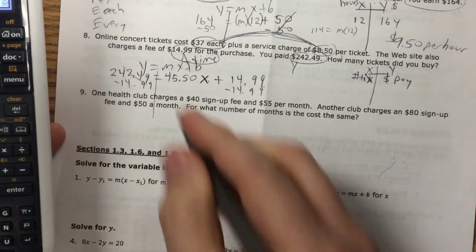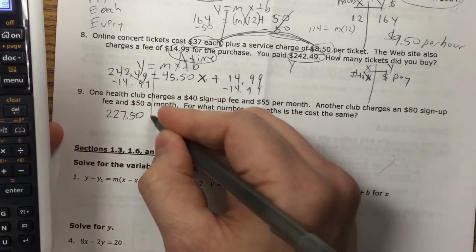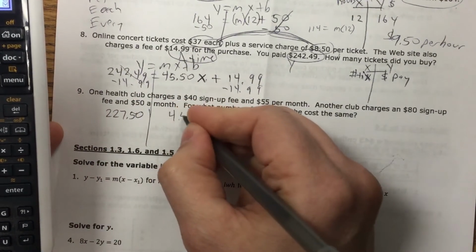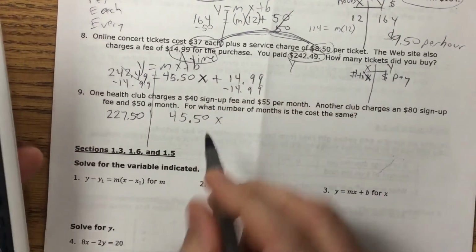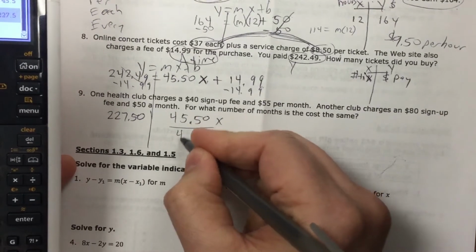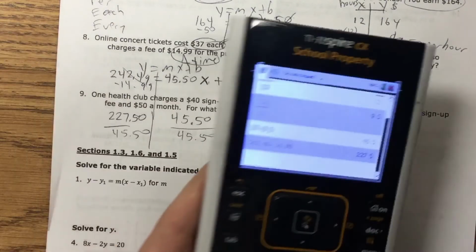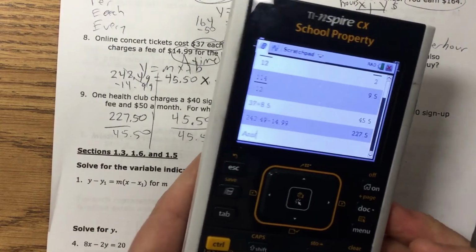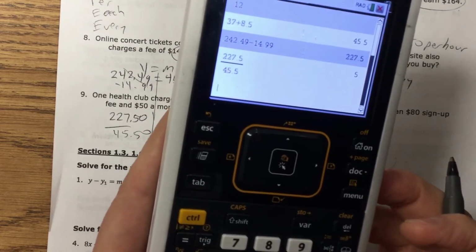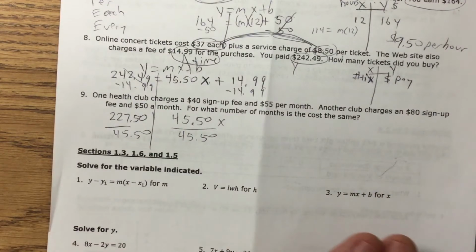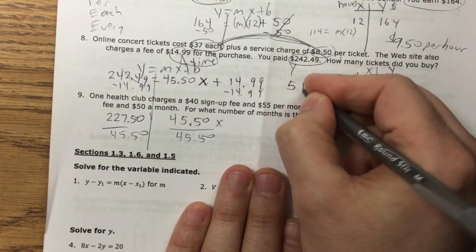Since I'm not doing number 9, I'm going to go and use a space. Okay, now what do I do next? I have $45.50 times x. The opposite would be divide both sides by that $45.50. And I already have this number in the calculator, so it's really easy. Divided by $45.50. And you get not $5, it's 5 tickets, the number of tickets you bought. That's the answer to that one.